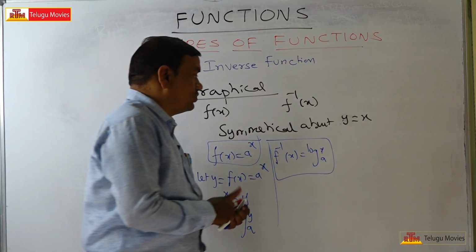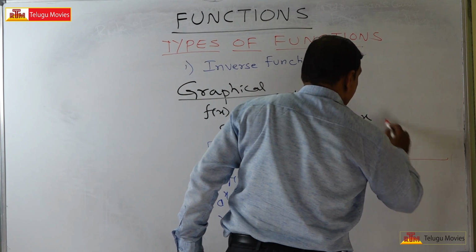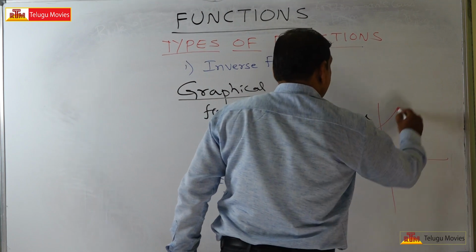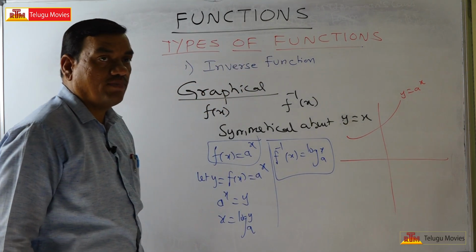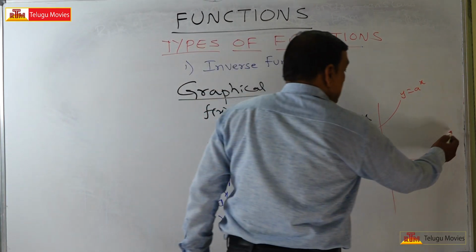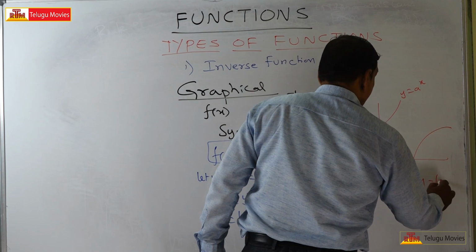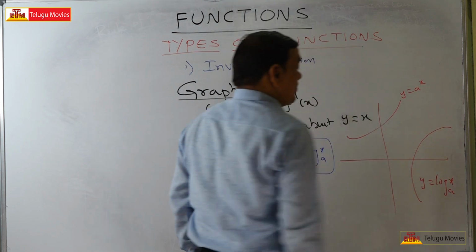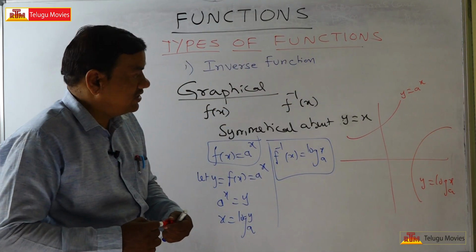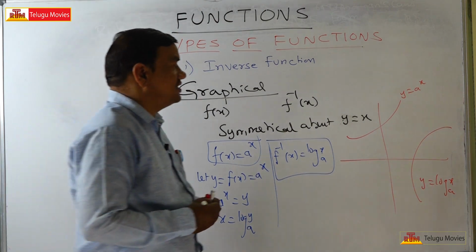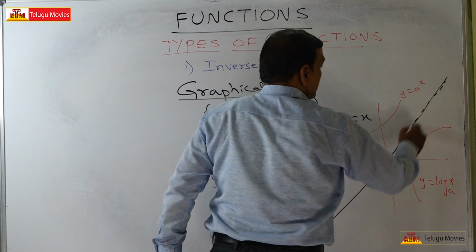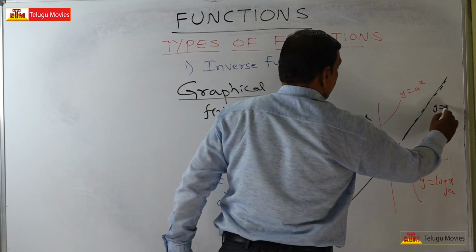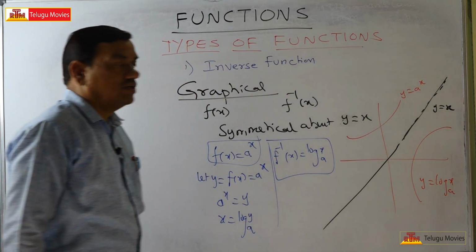Yes, obviously, you can see their graphs. So if you see the graphs, this is the graph of y is equal to a power x, and this is the graph of y is equal to log x to the base a. If you see this, these two graphs are symmetric about the line y is equal to x.